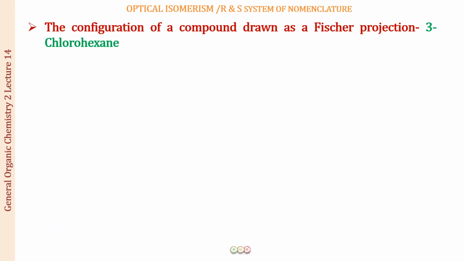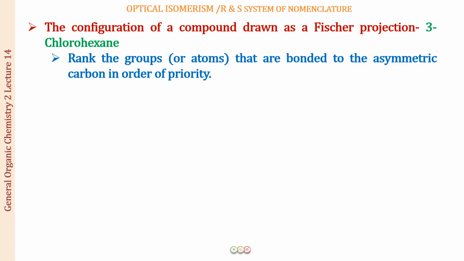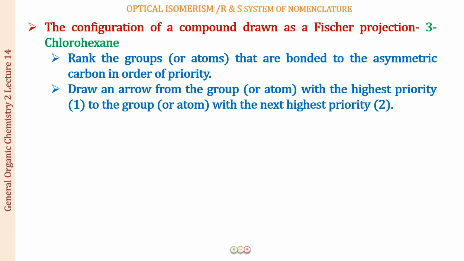Now with this trick, I think it is going to be very easy for you if a molecule is given to you in the examination in the wedge and dash representation, to tell whether the molecule has the R configuration or the S configuration. But supposedly now, instead of the wedge and dash representation, what you are given is the Fischer projection. So then what are you going to do? Well, again, first of all, you have to rank the groups that are bonded to the asymmetric carbon in order of priority. Then you will draw an arrow from group number 1, with the highest priority, to the next one, group number 2.